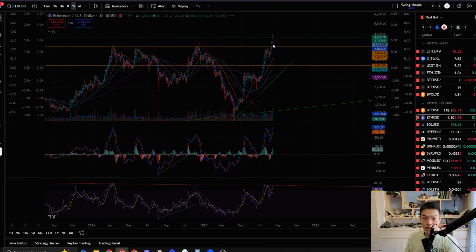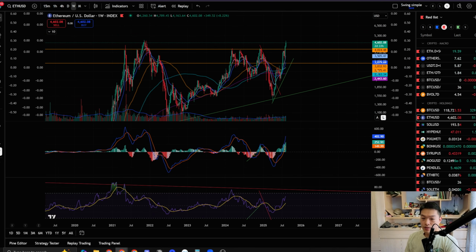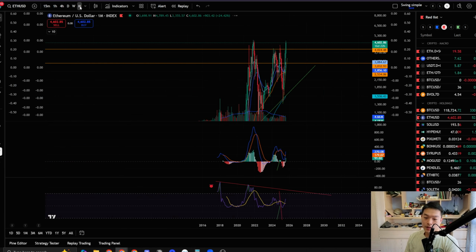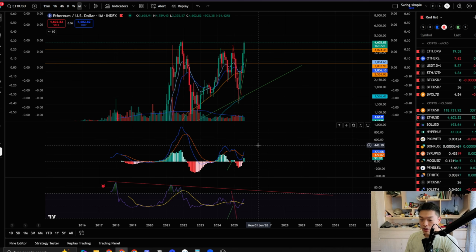I like to look at the weekly chart instead, or sometimes the monthly chart, to see where the prices are going. The weekly chart for Ethereum looks pretty extended here, but at the same time, if I look at the monthly chart, you can see there's a MACD cross here, which is typically a bullish sign. And there's not a huge wave of MACD that I have to worry about it being overpriced yet.